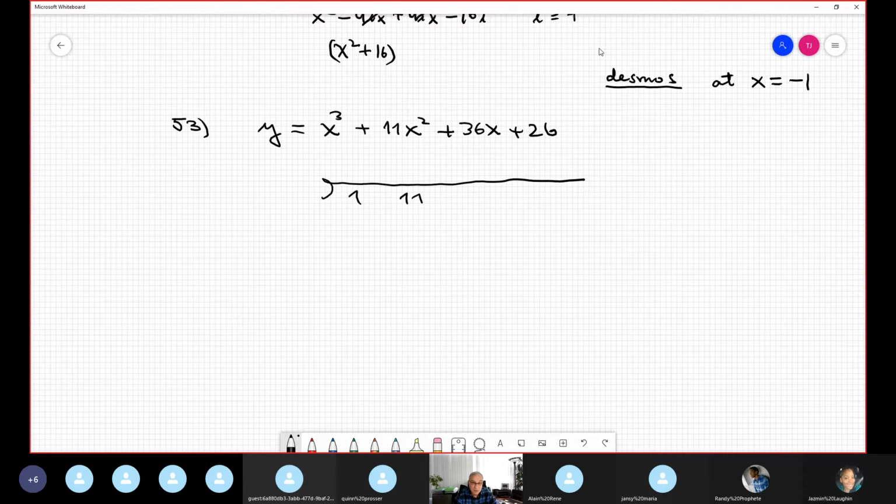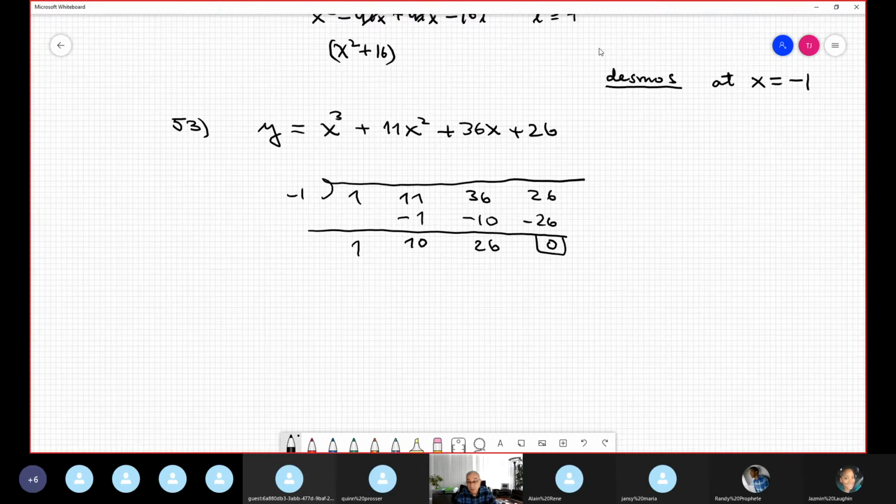1, 11, 36, 26. And I do the synthetic division using negative 1. Bring down 1, multiplication is negative 1, this is 10, multiplication is negative 10. This is 26, multiplication is minus 26, 0. So I prove algebraically that the factor x plus 1 belongs to the polynomial. Remember, the typical format for the factor is x minus something, and something in our example is negative 1. So negative 1 and negative 1 become positive.